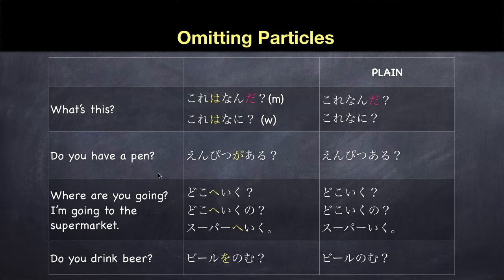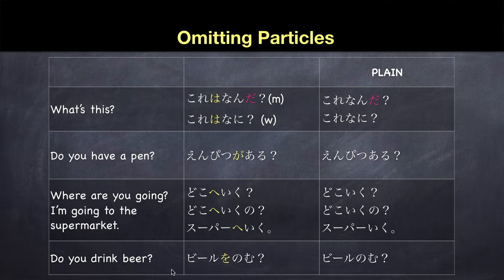Another example, do you have a pen? 鉛筆がある? So here we can drop particle が. 鉛筆ある? Where are you going? どこ行く? So here we can drop particle え. どこ行く? Or どこ行くの? I'm going to the supermarket. スーパーへ行く. スーパー行く.